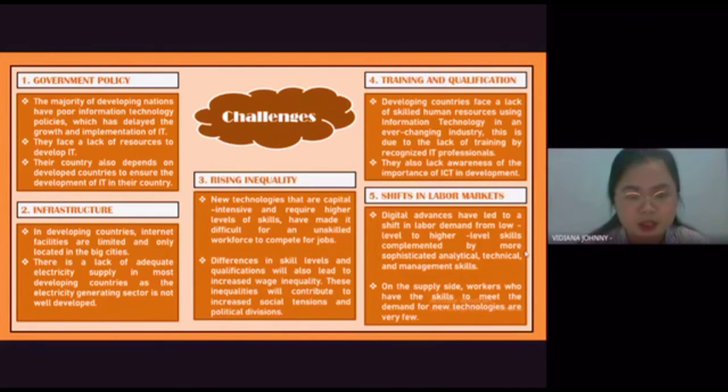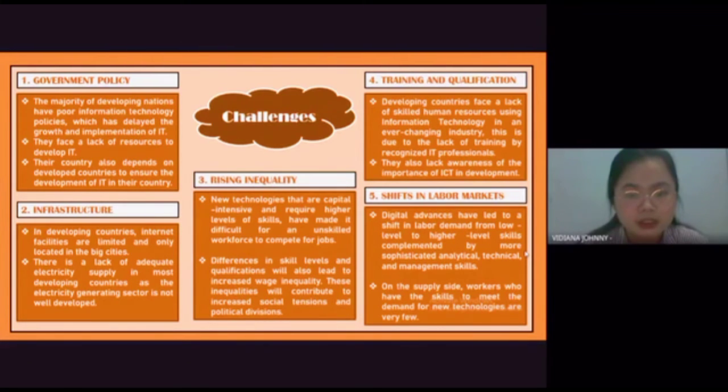Secondly, infrastructure. In developing countries, internet facilities are limited and only located in the big cities. There is a lack of adequate electricity supply in most developing countries, as the electricity generating sector is not well developed.